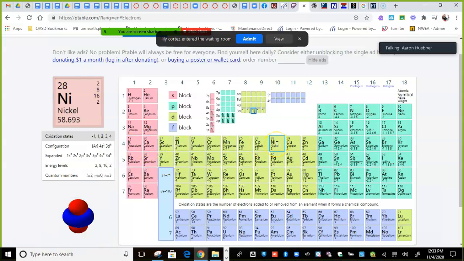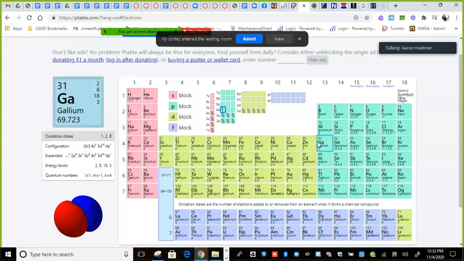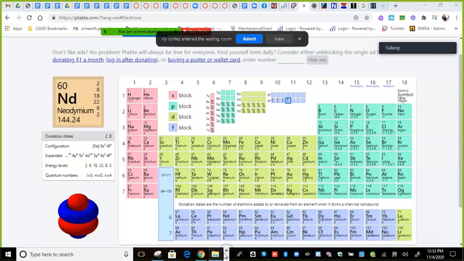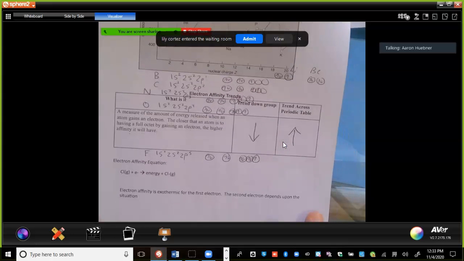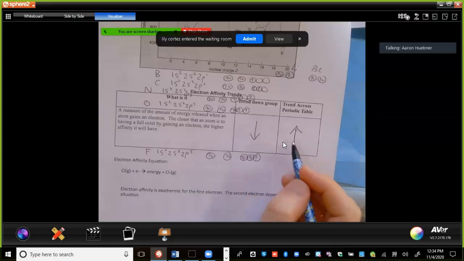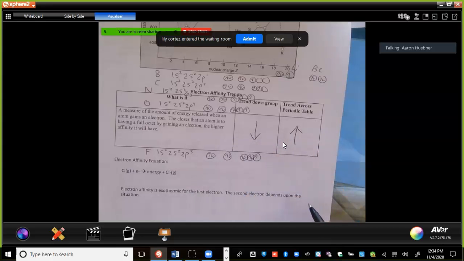And then as you go left to right, the electron affinity is going to increase. So again, same trend as ionization energy. Ionization energy increases as you go left to right because of the increasing nuclear charge. And the inverse, if you're going to add an electron, you're going to get the same transfer of energy because of that nuclear charge. All right. There we are. So as you go down, it decreases. As you go left to right, it increases.